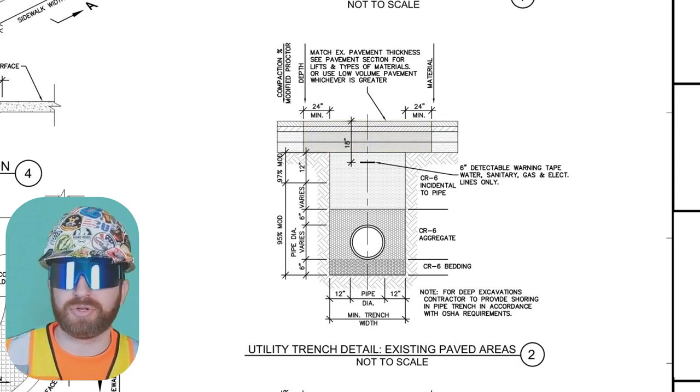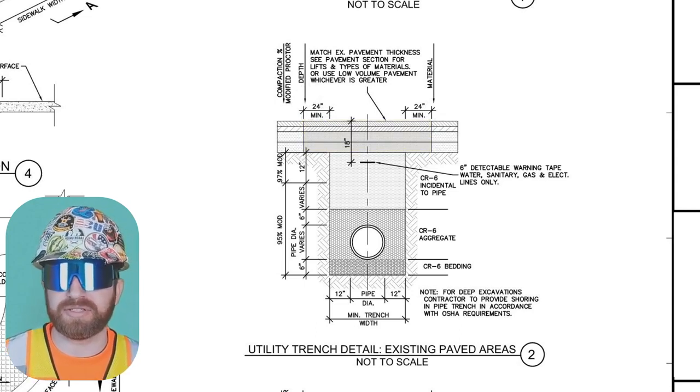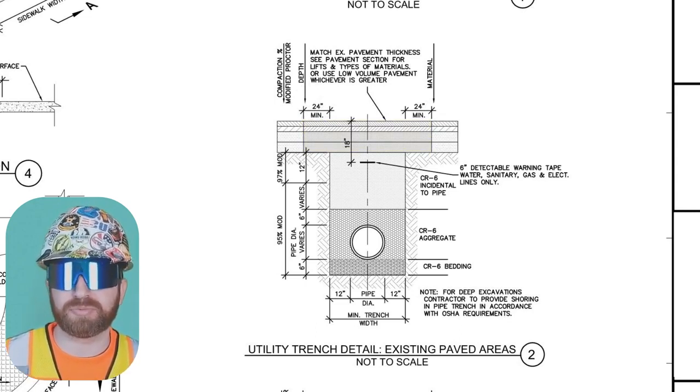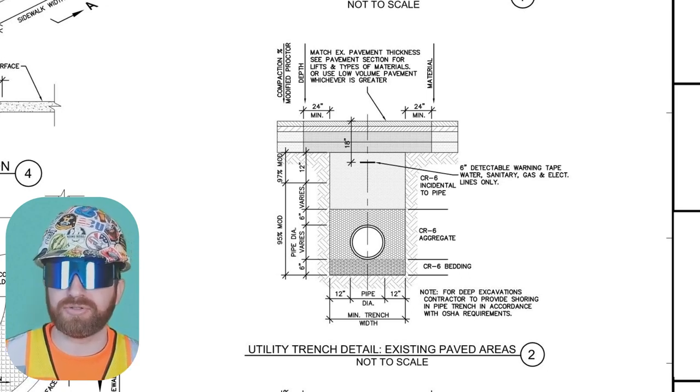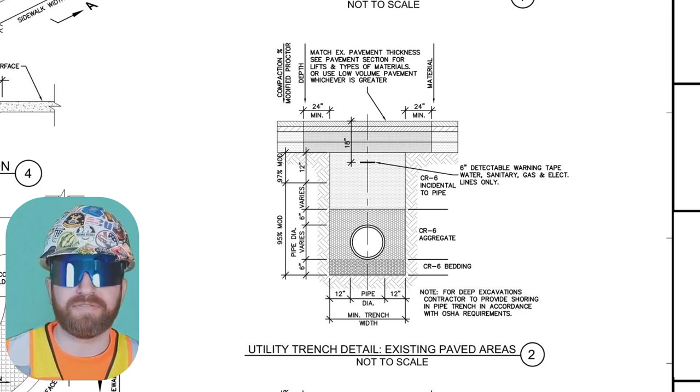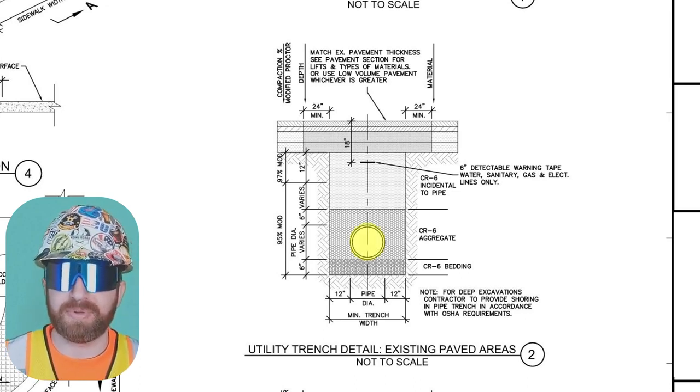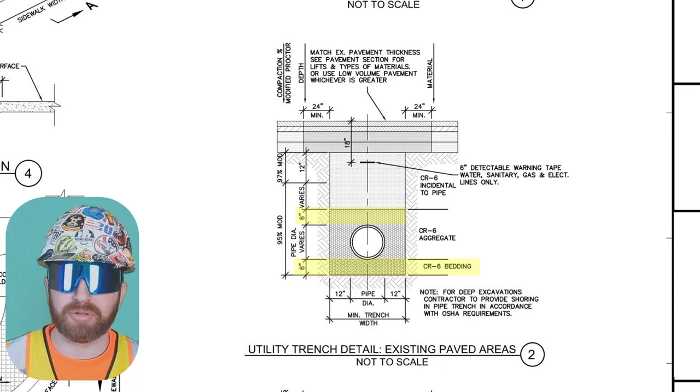So the fact that these other 2 details exist really tell us that these details are used or prevalent in this project somewhere else on this drawing set. Okay, let's focus in on detail 2 on C2.0, utility trench detail, existing paved areas. Okay, there's our HDPE pipe. We remember what the CR6 is from our previous detail. We see that this calls for 6-inch bedding below and above the pipe, which helps ensure that the pipe doesn't break and that it's set properly.